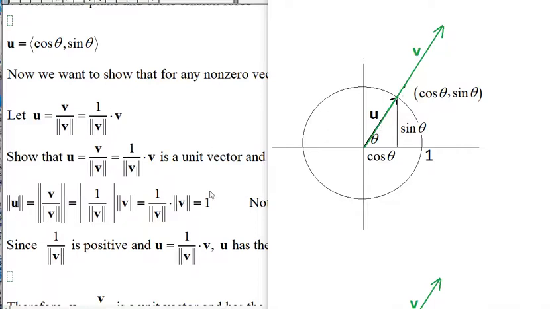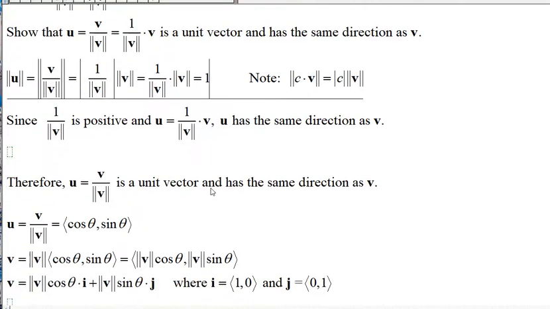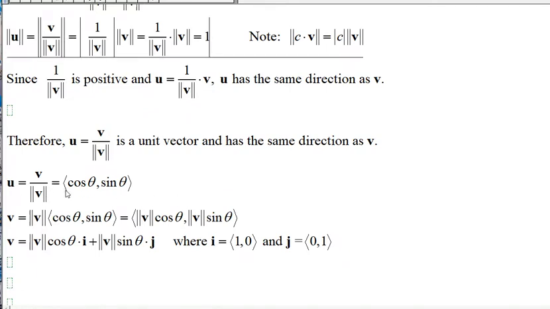But the unit vector can be written in terms of theta as the vector with components cosine of theta, sine of theta. And from here we multiply both sides by the magnitude of v. Then we get v is equal to the magnitude of v times this vector right here, and then we could also rewrite it as magnitude of v times cosine of theta, comma, magnitude of v times sine of theta.